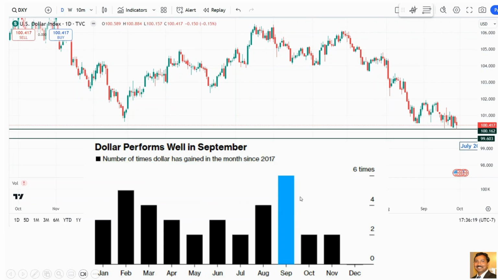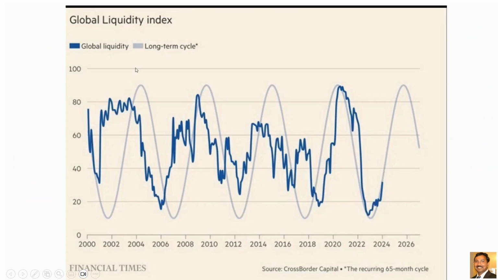So actually, for the dollar index seasonality, September is very bullish, but this September it did not perform really well. October and November are okay, average bullish, not that great. Let's see how it performs in the month of October. And this global liquidity index has been going up since 2023. We know the interest rate hikes paused in 2023, and from then the global liquidity is going up.